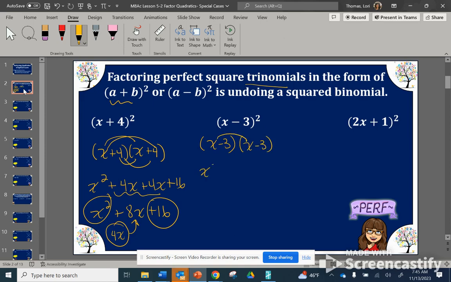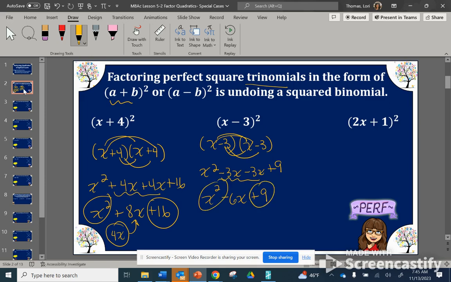Now let's take a look at x minus 3 times x minus 3. We get x squared minus 3x minus 3x plus 9. Again, the middle terms are the exact same terms. That's where the doubling comes from. We have a perfect square trinomial.